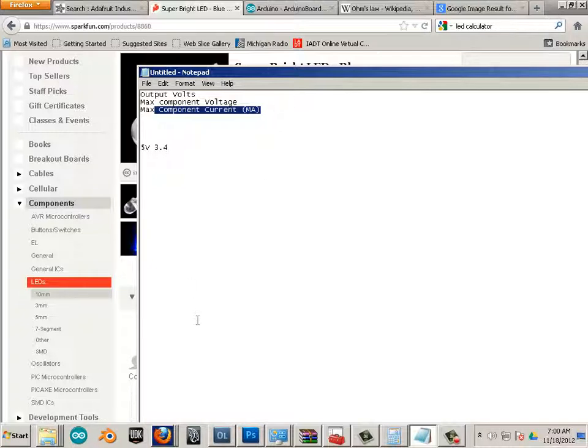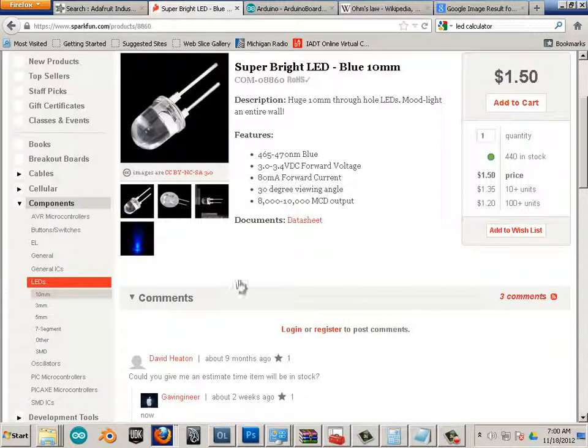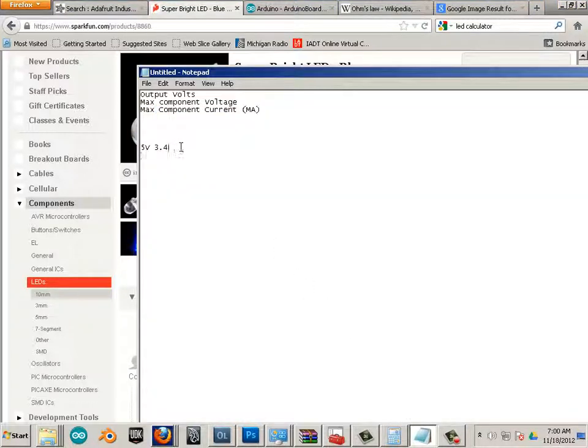So how much current can this little guy handle? Well, it's labeled here. We have 80 milliamps, the forward current. Okay, let's plug that in. 80.